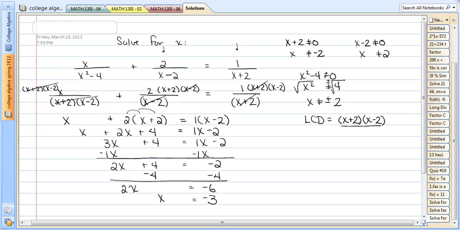As long as I didn't come up with the answers negative 2 or 2, I'm reasonably sure that that answer is going to work. But if I wanted to, I could plug the negative 3 back into the original equation and check to make sure that the equation is true.